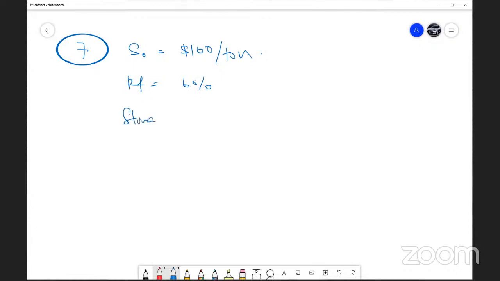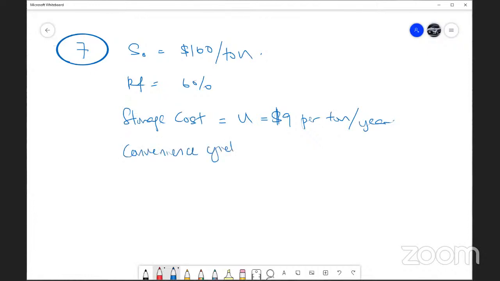Storage cost, also known as U, is $9 per ton per year. Convenience yield, which is your C. Okay, actually not convenience. Convenience yield is actually Y. Sorry. Convenience yield is actually your Y. The return here is nil, 0.